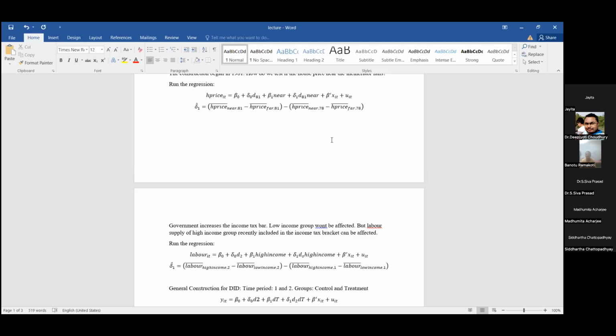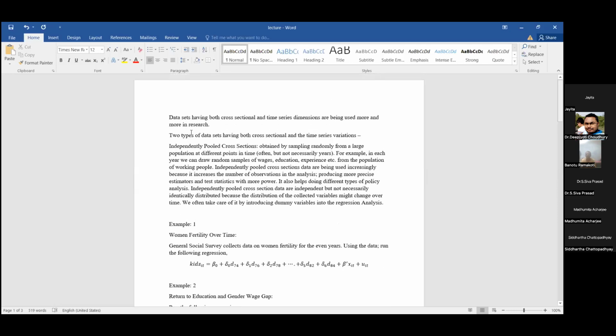So this is independently pooled cross section, one type of data, where I simply collect data at different time intervals, but not necessarily from the same individual or same state. This is exactly where panel data differs. Panel data is collected initially by randomly selecting a certain population, from which I collect data, but I collect the same data from the same population, same individuals, same cities, same towns at regular intervals.